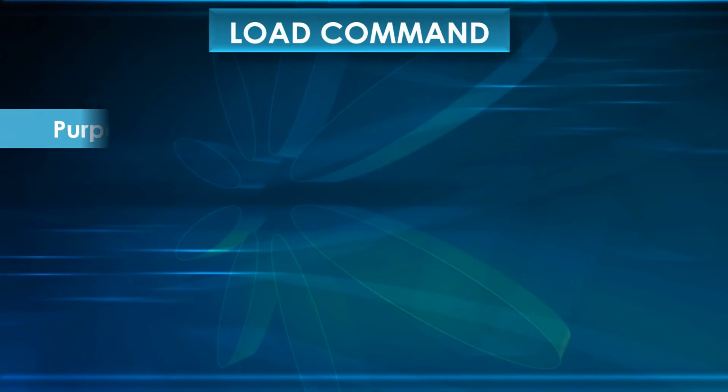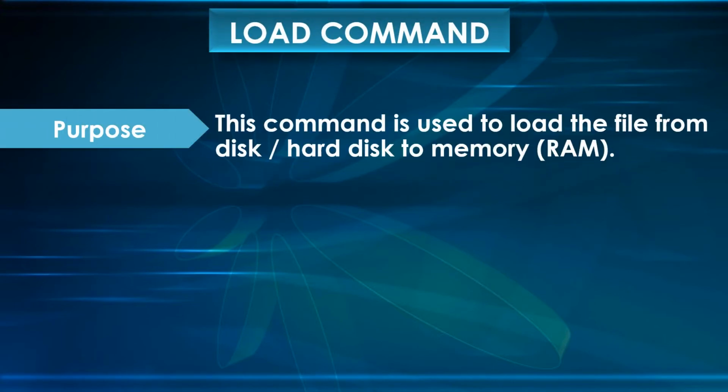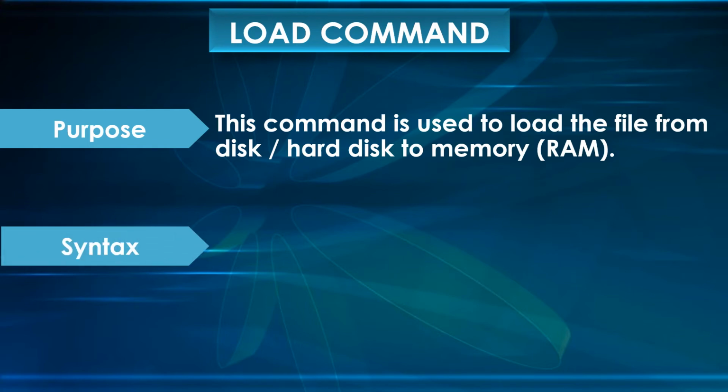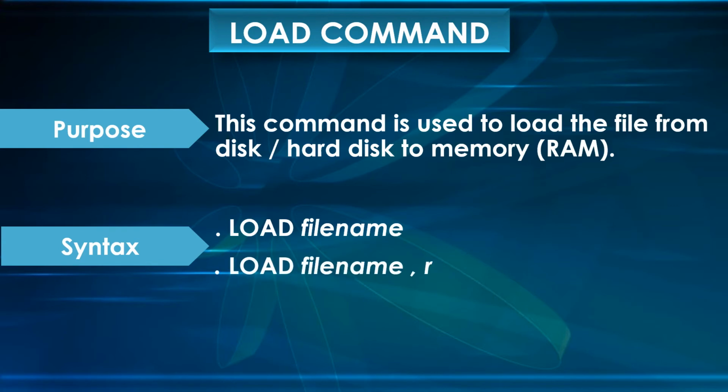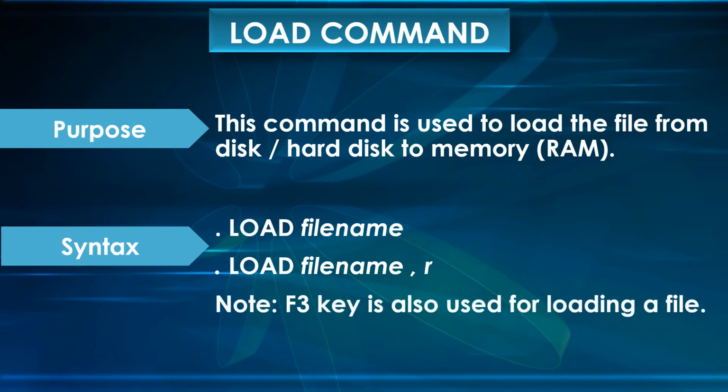The next is the load command. This command is used to load a file from the hard disk to memory RAM. Its syntax is simple. You have to type load with file name, and load file name comma R. If you don't write R, it will not be executed after loading, but if you write R, then it will be executed after loading the file. The F3 key is also used for loading a file.